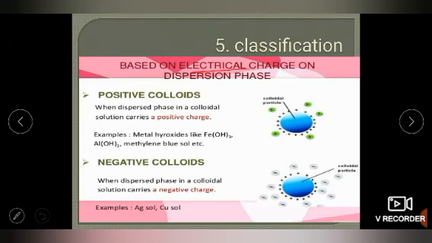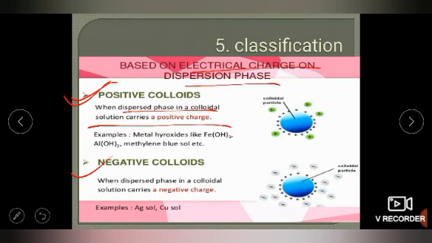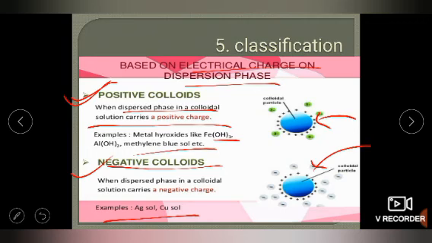The fifth type of classification is on the basis of electrical charge of the dispersed phase. It is positive and negative colloids. Positive colloids are what? When the dispersed phase in a colloidal solution carries a positive charge. A positively charged dispersed phase is called positive colloids. For example, metal hydroxide, methylene blue sol. Whereas negative colloids, very simple, is when the dispersed phase in a colloid solution carries a negative charge. Examples are silver sol, copper sol. These are examples of positive and negative sols.